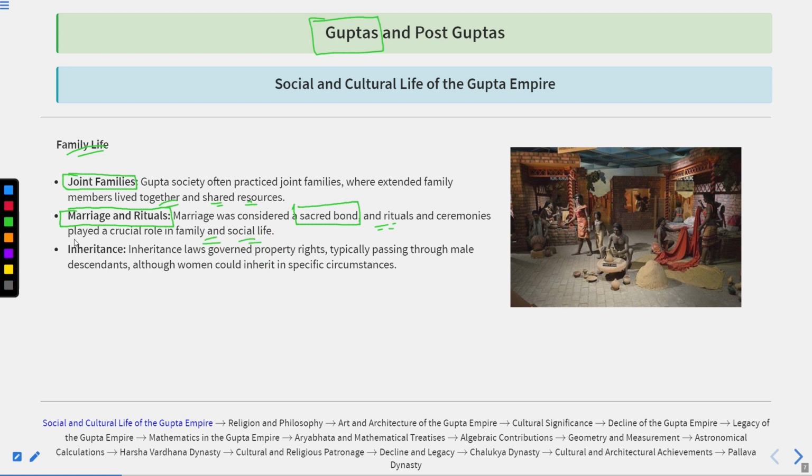Inheritance, if we talk about this, inheritance laws governed property rights, typically passing from male descendants to their male counterparts. Although women were also allowed to inherit some property, it was not in a general sense; they were only allowed to hold property in some specific circumstances. Got it?